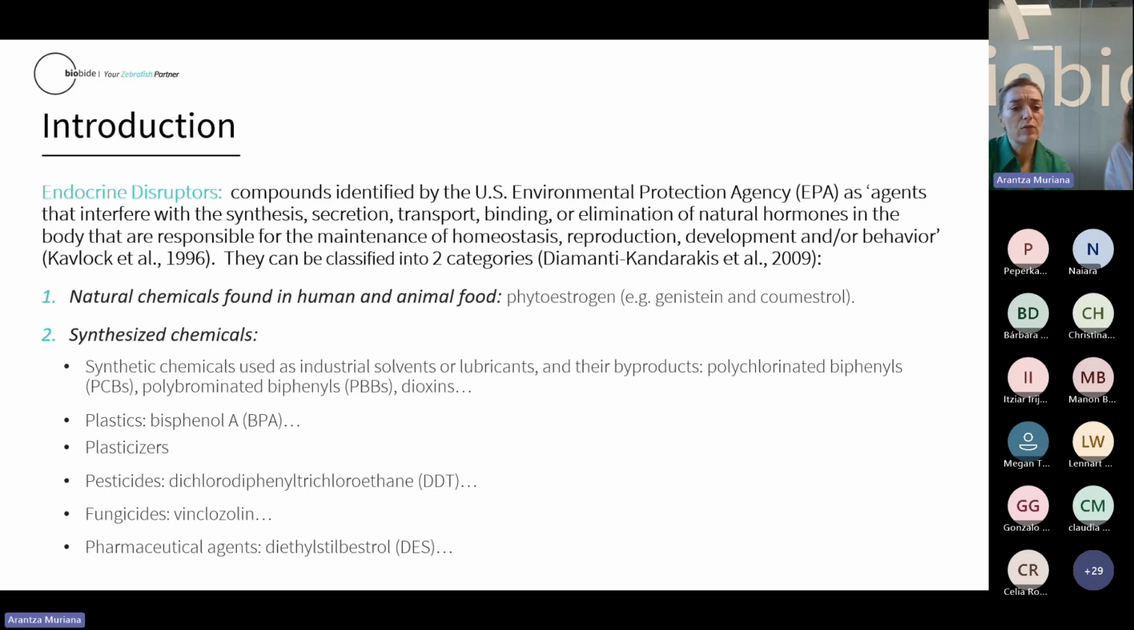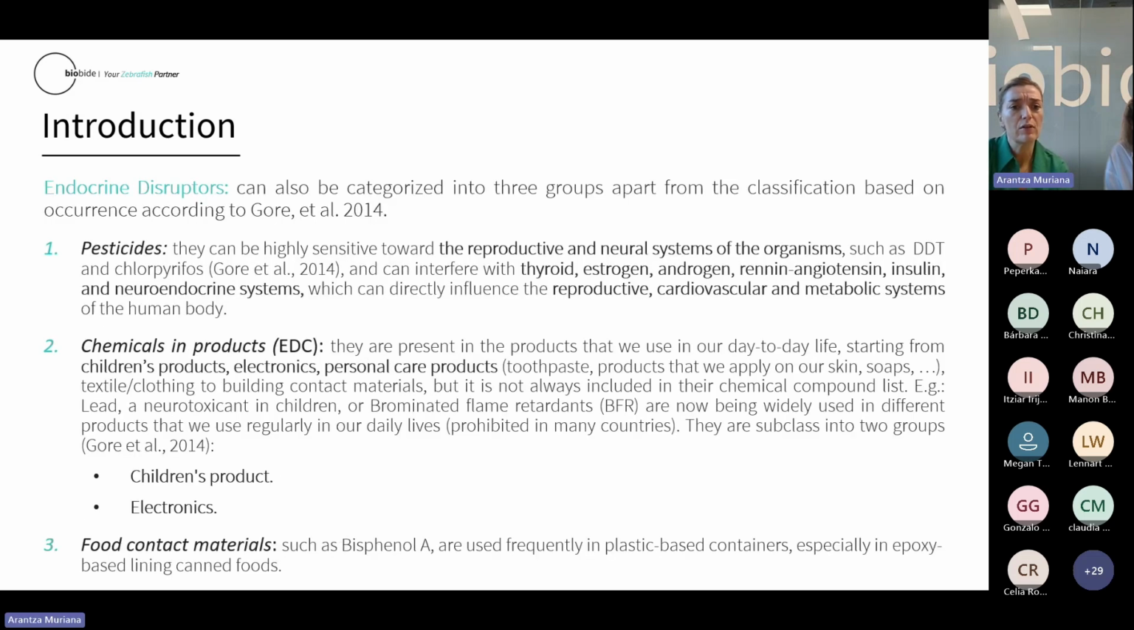But if we go to other kinds of classifications, we could also go to the characterization done in three groups by the occurrence, according to Gore et al. Like pesticides, which can be highly sensitive toward the reproductive and neural system of the organisms, such as DDT, for example, or chlorpyrifos.